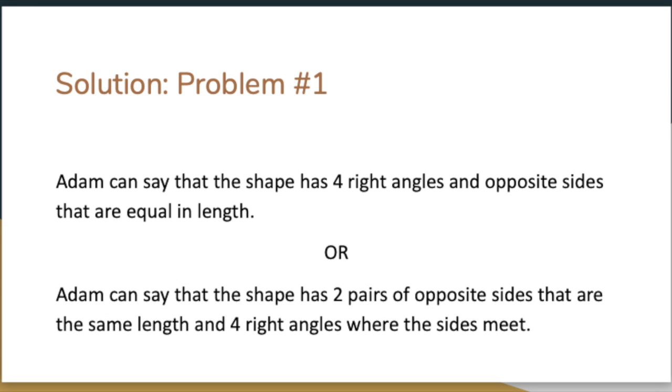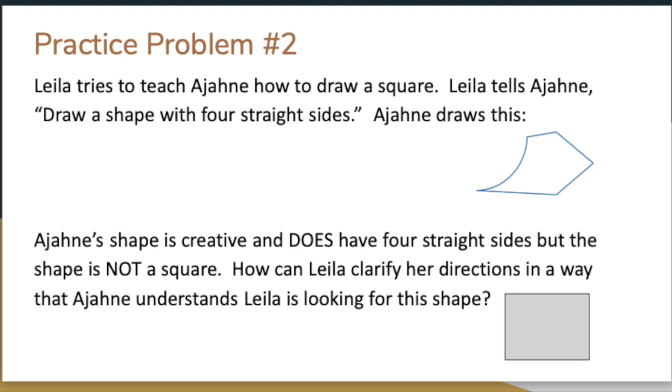Well, he could say that he wants a shape that has 4 right angles and that 2 sides are opposite from each other. So 2 sides measure the same and then the 2 other sides measure the same. He could say something along those lines. Adam could say that the shape has 2 pairs of opposite sides that are the same length and 4 right angles. Let's try another.